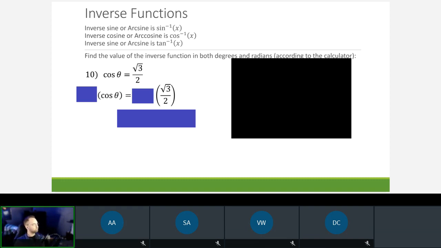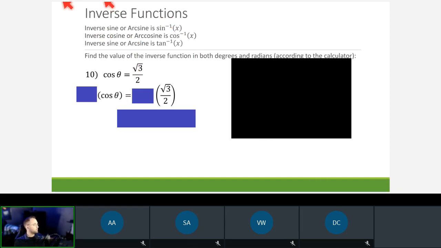Okay, so you want to guess what mode we should be in for this problem? Actually, I don't think it matters until we actually type it in. We're going to have a radian answer and a degree answer, so at some point we need both modes to get both answers. All right, so cosine of theta is radical 3 over 2, and we want to solve for the angle.